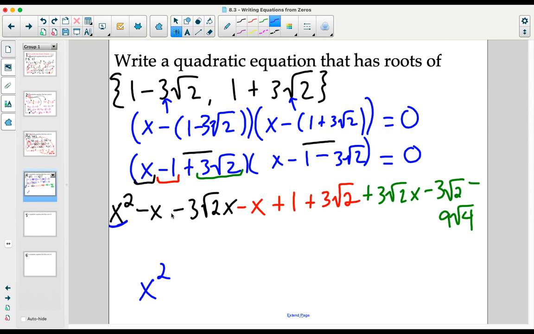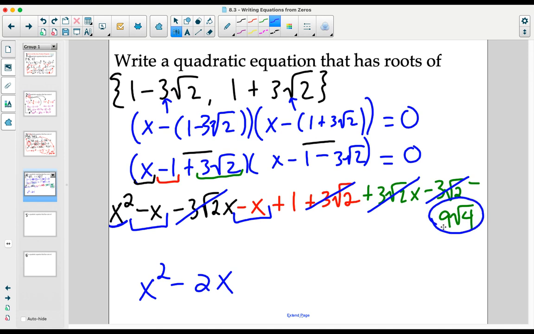I see an x here, a minus x here, and a minus x here. That's going to create minus 2x. And then from the rest of it, we're going to get a lot of canceling. 3 root 2 and negative 3 root 2, negative 3 root 2x, positive 3 root 2x. And then we're left with just this guy over here at the end and the 1 that we need to put together. 9 root 4 is really 9 times 2, which is 18. That's a negative 18. Plus this 1 makes negative 17. And we have an answer of 0.